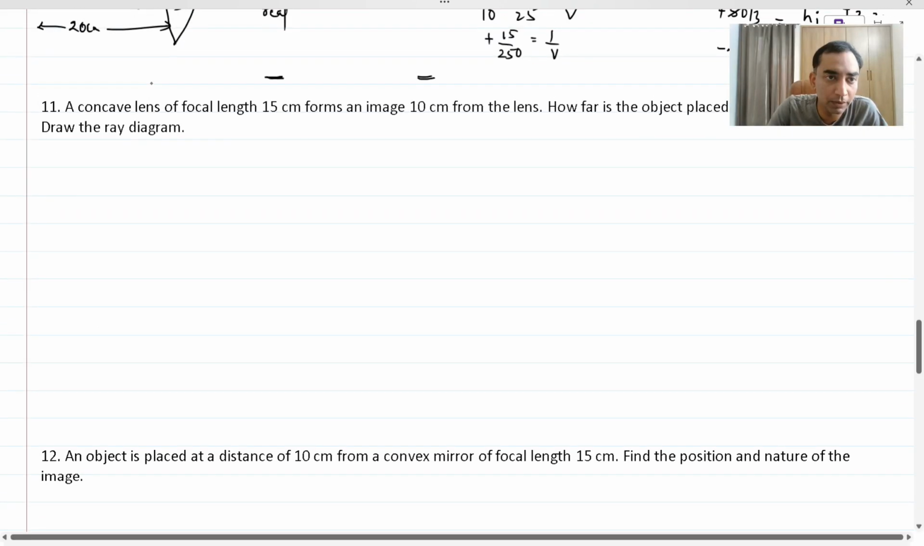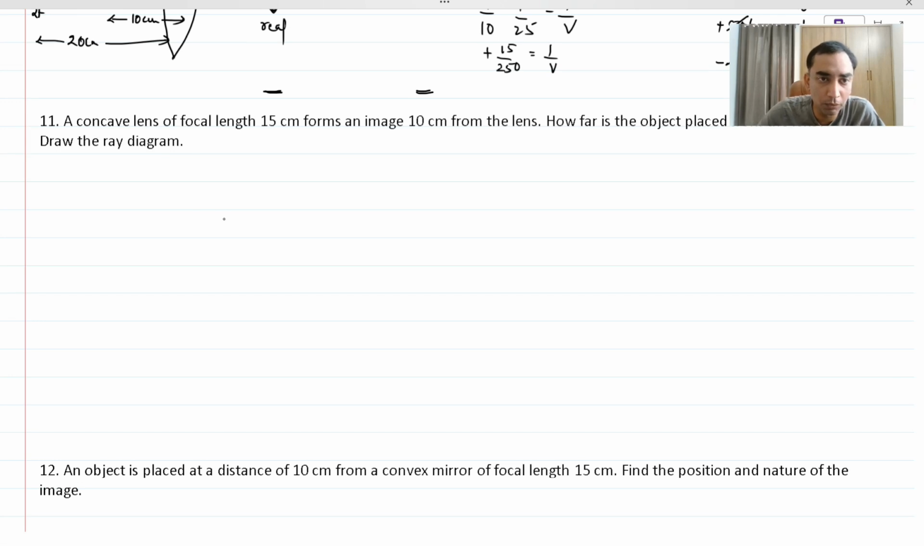Now here we are given a concave lens of focal length 15 centimeters. So in a concave lens, the focal length is negative. Then it forms an image 10 centimeters from the lens. Now the image is always virtual in case of the concave lens, and virtual images are formed on the same side of the object. So the image distance will also be negative in this case.